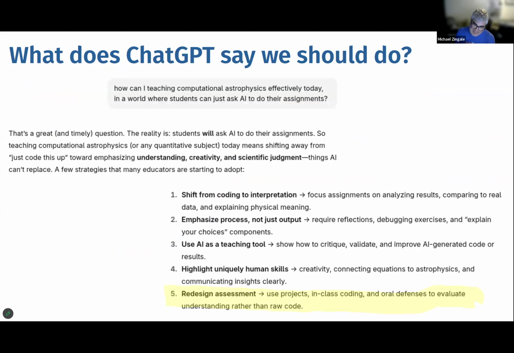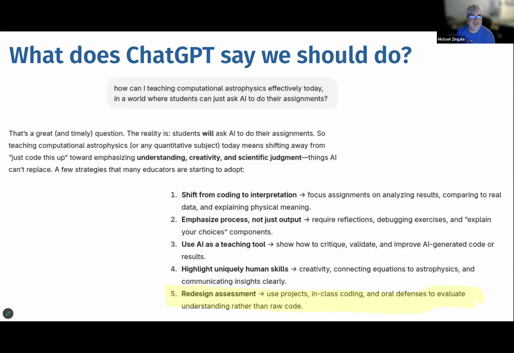I'm surprised no one else did this. I told Alice this is what I was going to do when she asked me to give a presentation. I asked ChatGPT, what should I do? How do I design a course on computational astrophysics in a world where students can just ask AI to do their assignments? And of course, it thanked me for such a good question. It's really sort of trying to make us happy.